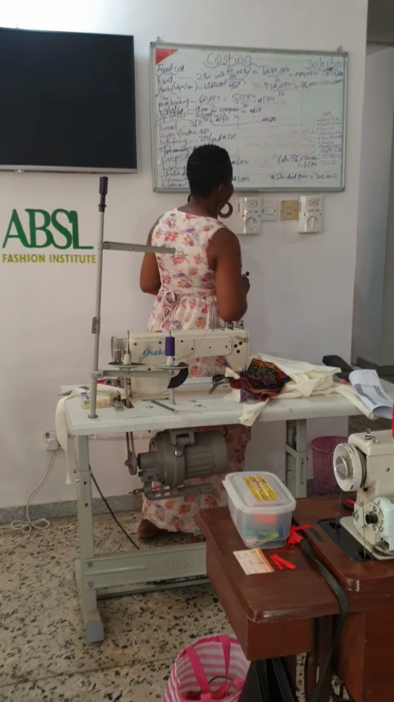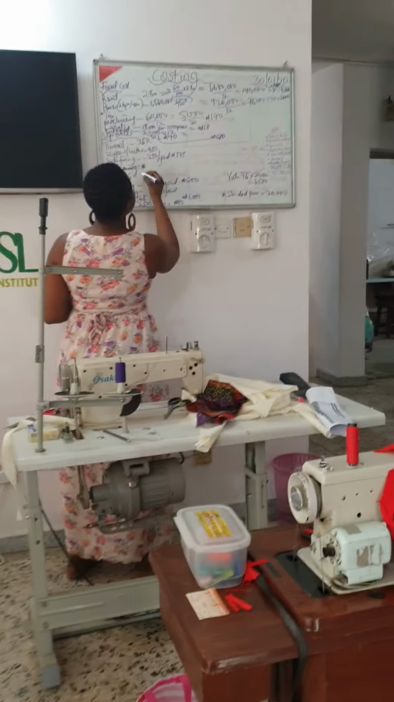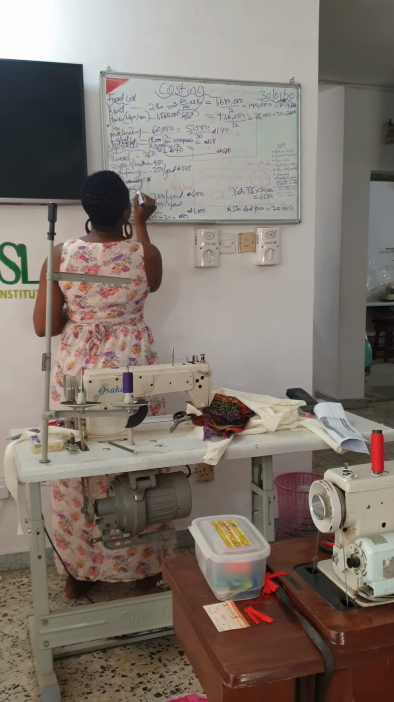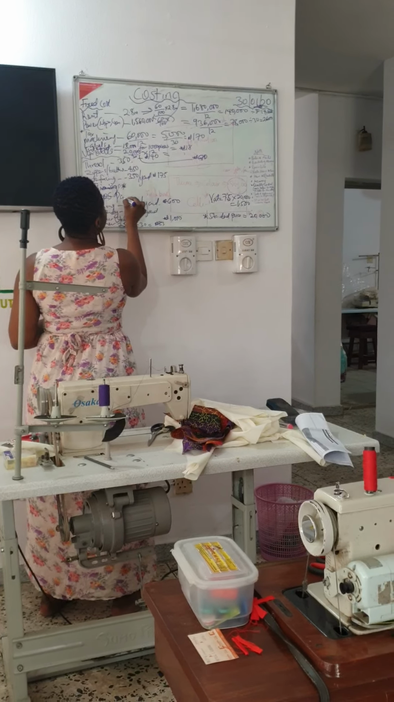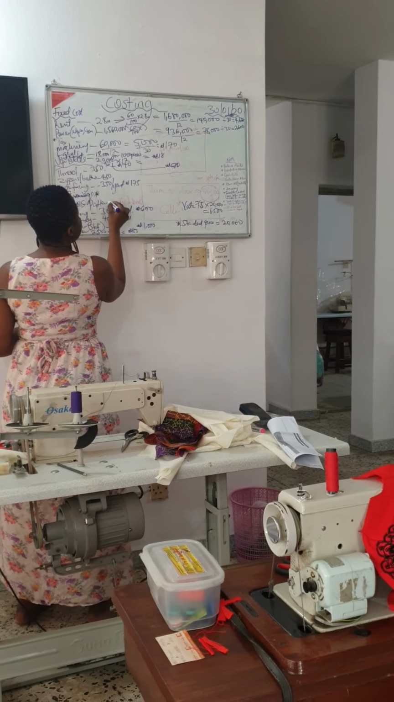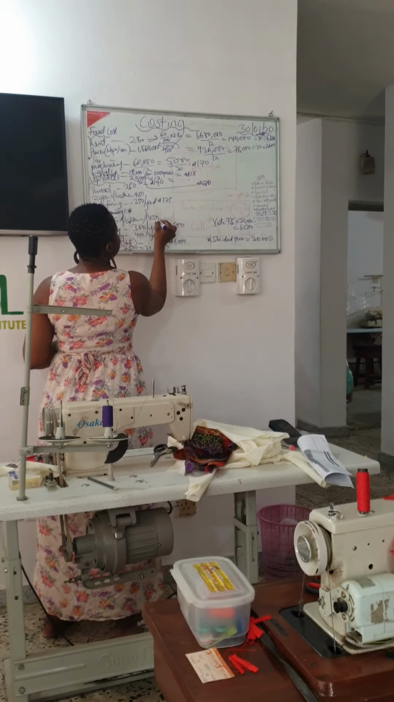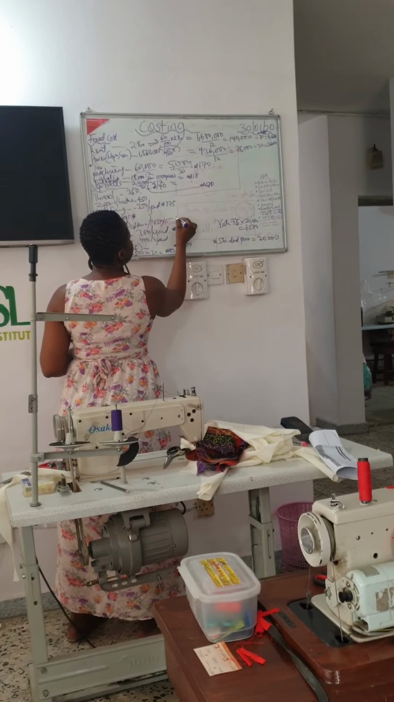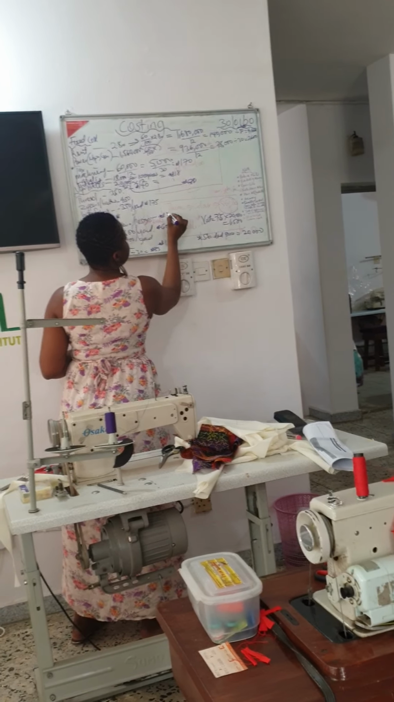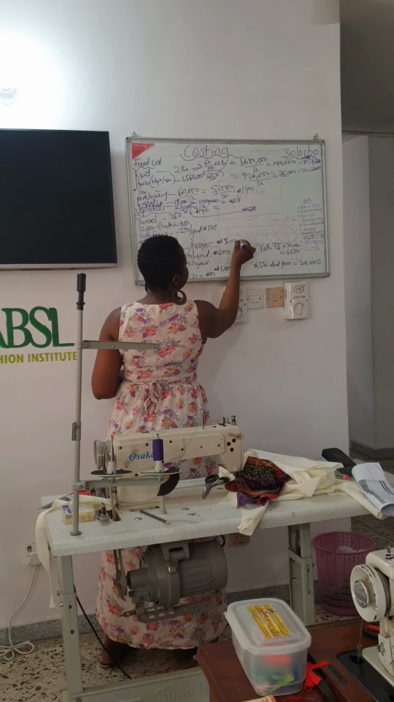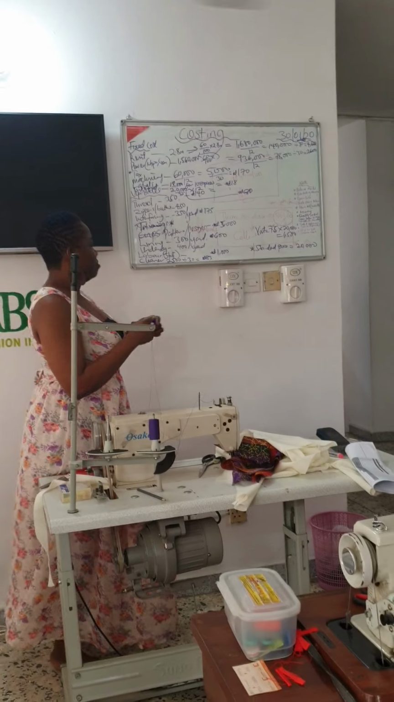It's not realistic. Okay, so let's add it. So we cross this. Patterns and designing. Designs. 3,000, 5,000. Let's see. What else?